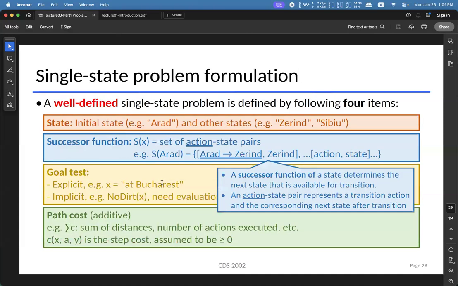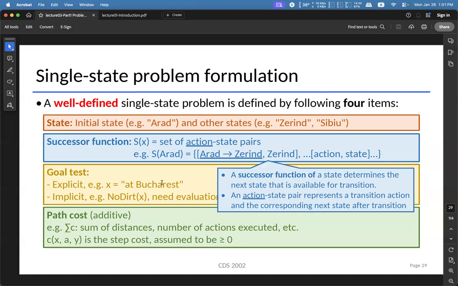Okay. So now let's talk about how to well define a single state problem. When you're trying to convert the verbal description of a problem into a single state problem, you would need to define the following four things.